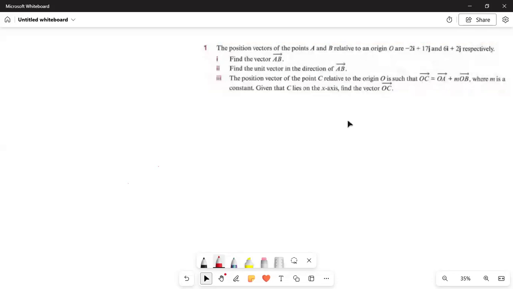We will be doing question number 1 of chapter 13. It's the chapter on vectors. Okay, so this is a pretty straightforward question, not difficult at all.